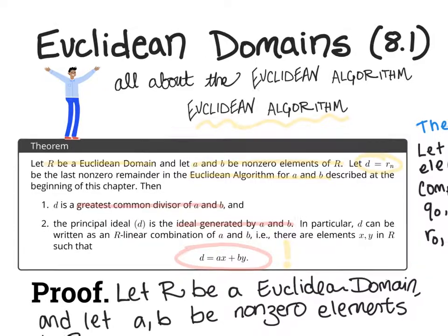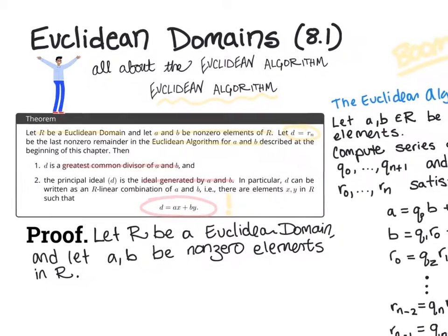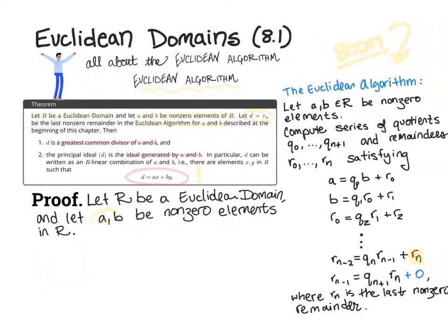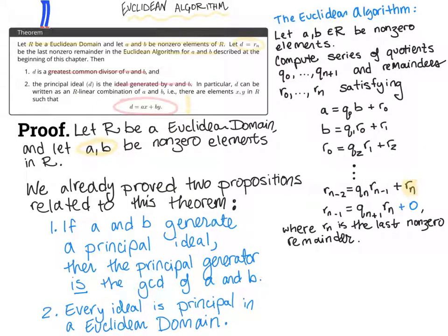So our proof starts with two non-zero elements in a general Euclidean domain R. We'll call these elements A and B. We've already proved two propositions that sort of set the stage for this result. The first, in our discussion on divisibility and greatest common divisors, we showed that if two elements A and B generate some principal ideal, and we figure out what that one generator is for the principal ideal, that generator is necessarily the greatest common divisor of A and B.